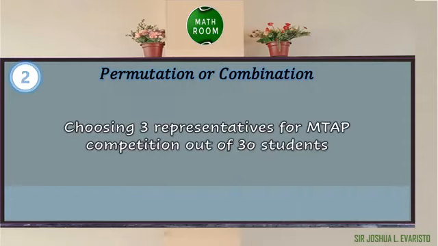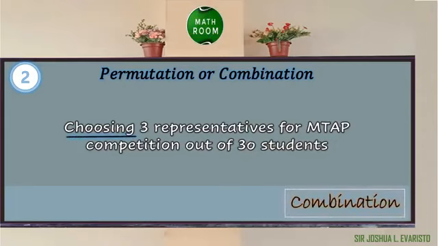Item number 2. Choosing 3 representatives for MTAP competition out of 30 students. The keyword used is choosing, so we have a combination statement. This can be solved using combination of 30, 3 since we have 30 students and we will choose 3.